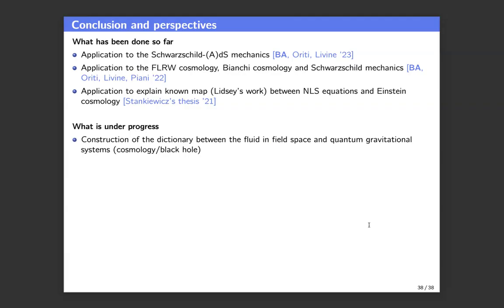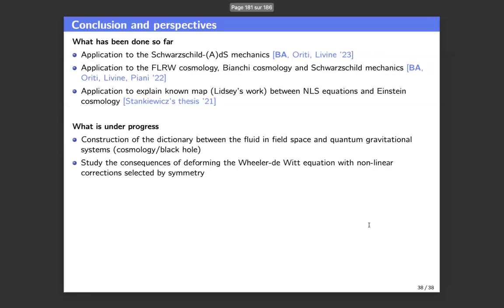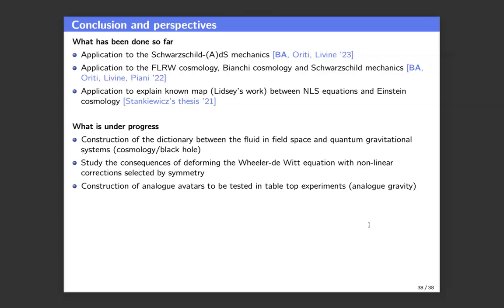Okay, what is in progress is the construction of the dictionary between the fluid in field space and the quantum gravitational system, so both cosmology and black hole. What we're also doing is to study the consequences of deforming the Wheeler-DeWitt equation with nonlinear corrections selected by symmetry, just as happens for the nonlinear Schrodinger equation that preserves the Schrodinger symmetry. And a longer-term goal is to construct an analog avatar to be tested in tabletop experiments. Typically, in analog gravity, you can reproduce some fixed geometry using fluid dynamics. In this case, the idea would be to reproduce the field space and not some spacetime geometry, and then to study the perturbations on top of it. So this would be a way to reproduce some dynamical system in an analog gravity experiment.